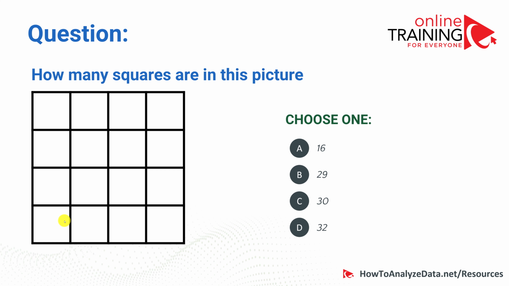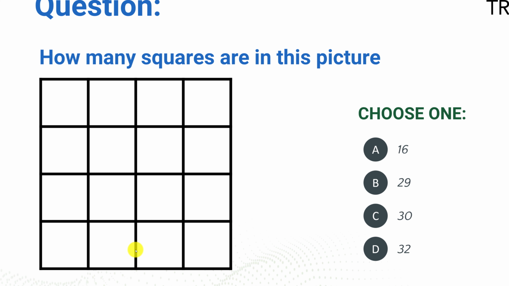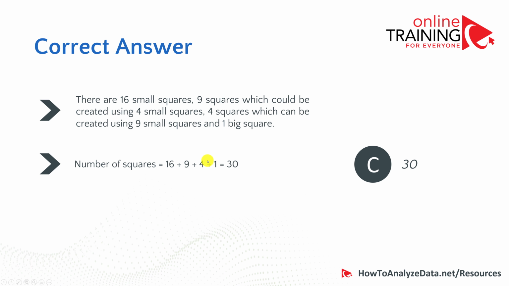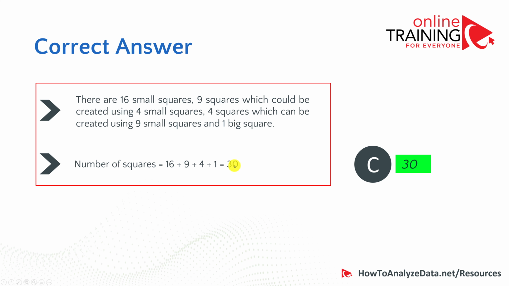The confusing part of this question comes from the fact that squares are not only the small squares shown in the picture. If you count only small squares, the answer would be 16. But you can have this area as a square, you can have this area as a square, and the large area is also a square. Once you calculate all of those, you will get to the correct answer. The correct answer is 30, because there are 16 small squares, 9 squares created using 4 small squares, 4 squares created using 9 small squares, and 1 big square. So that's how we come out with the answer 30.